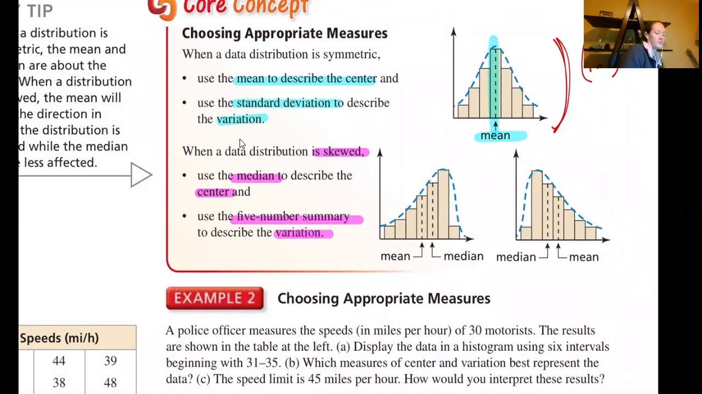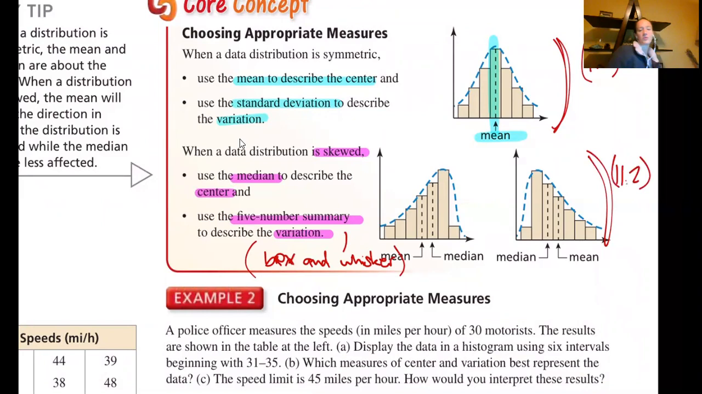Wait, 5-number summary, that's the box and whisker plot from section 11.2. So now we kind of have, in some weird ways, all of our sections coming together in this one. So we have section 11.1 is really good for the symmetric, but then for all the skewed guys, section 11.2 is better for measuring, well, okay, hold on.